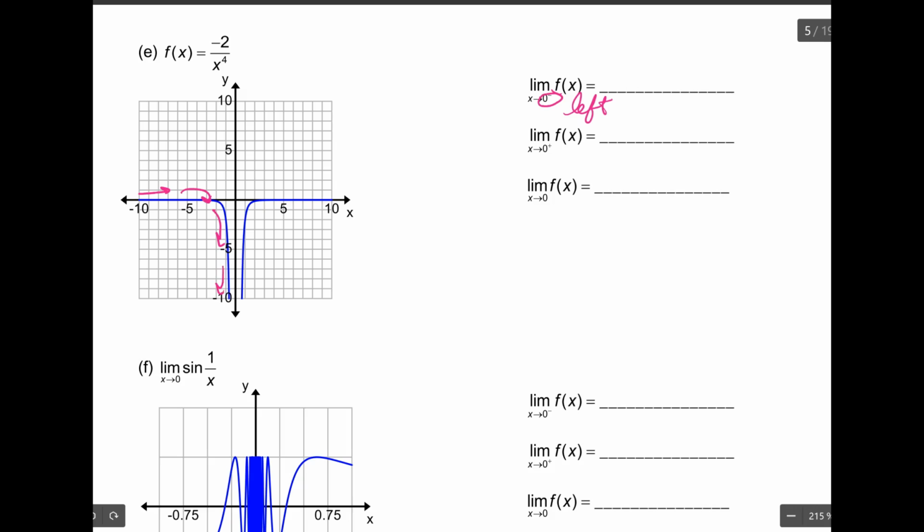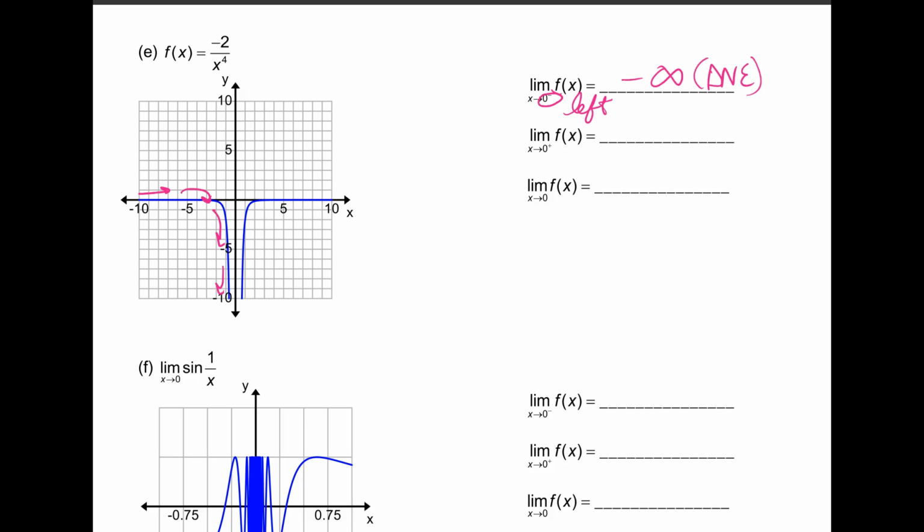And let's see, what does it seem like we're approaching? As x is approaching 0, what is y approaching? Negative infinity. So technically, this means the limit doesn't exist because infinity is this abstract concept, but whatever. What do you write on here? Negative infinity. That's what I wrote.